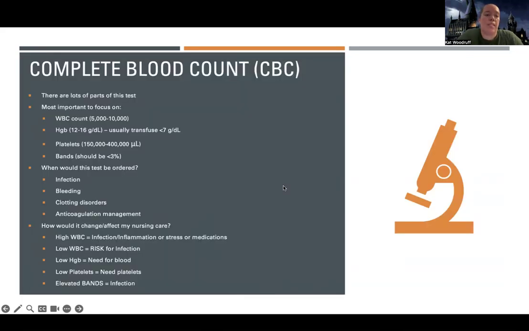So starting with the CBC, there's lots of parts to this test, and I'm not going to go over all the parts because there's a lot of stuff that, I'll be honest, I don't understand. But the most important one to focus on when you're looking at this test is the white blood cell count, where the normal is usually like 5 to 10,000. And this is obviously going to tell you about infection or inflammation.